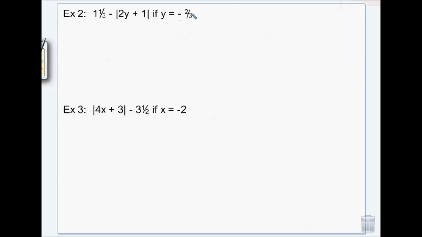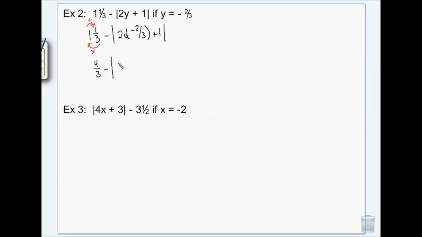If we have a fraction, same thing, we're going to plug this in. 2 times negative 2/3 plus 1. I'm going to convert this to an improper fraction. I don't like dealing with mixed numbers, personally. So to convert that to an improper fraction, I multiply here, and I add here. So 3 times 1 is 3, plus 1 is 4. So that becomes 4/3.